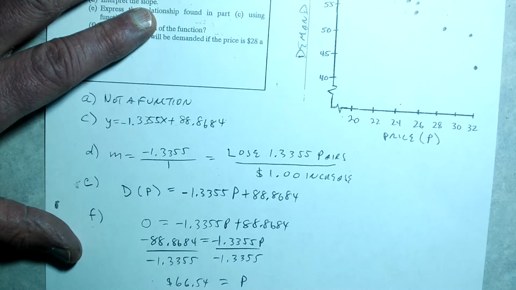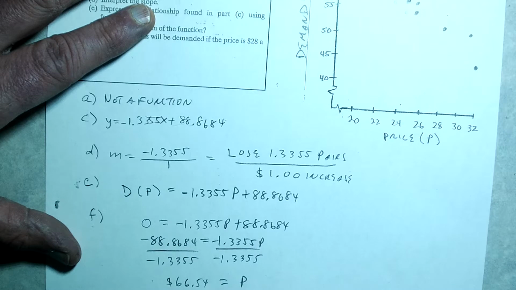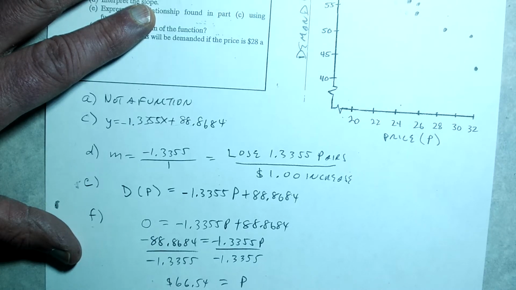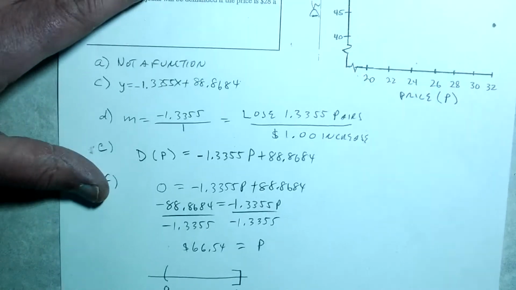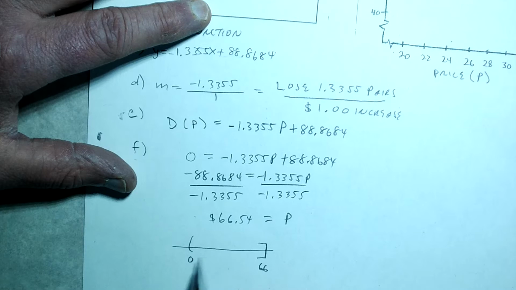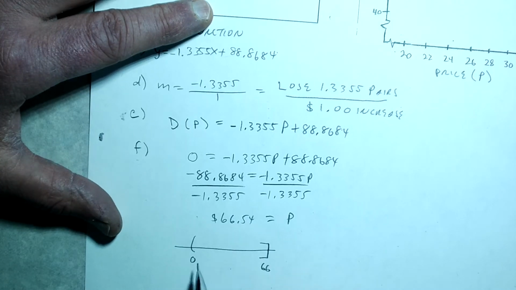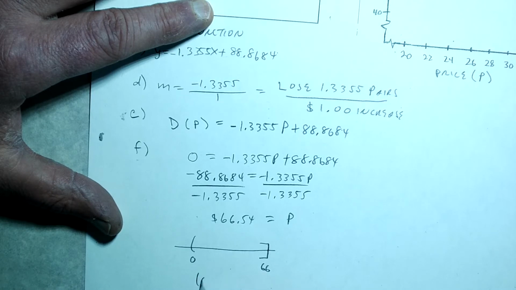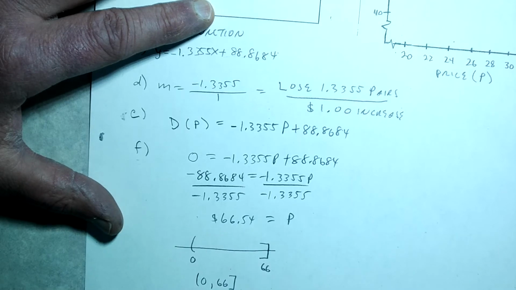So as we look at this, let's look at our domain on a number line. We're going to say that we don't want to be any more than $66. And we want to be greater than $0. I mean, if we make it 0, that's just ridiculous, right? So we want it to be greater than $0. So our domain values for the price would be anything from $0 up to $66. That might be it.